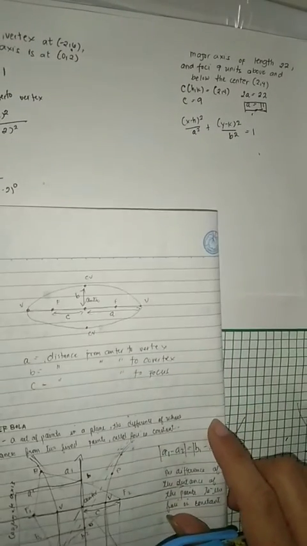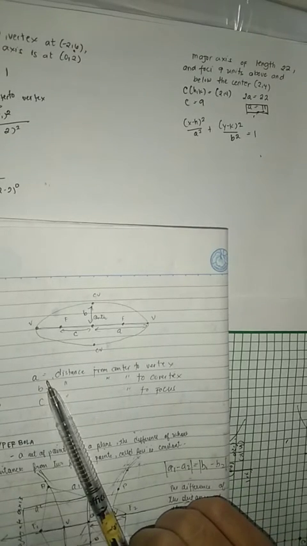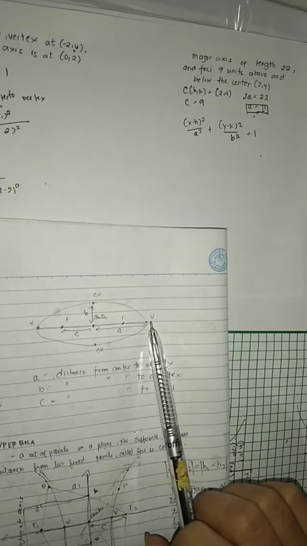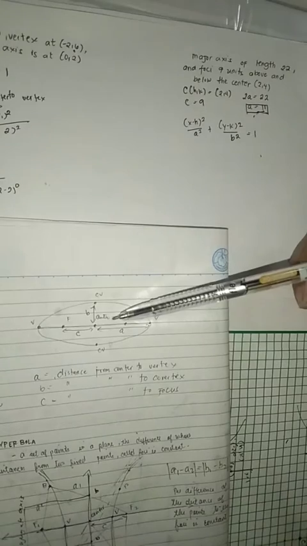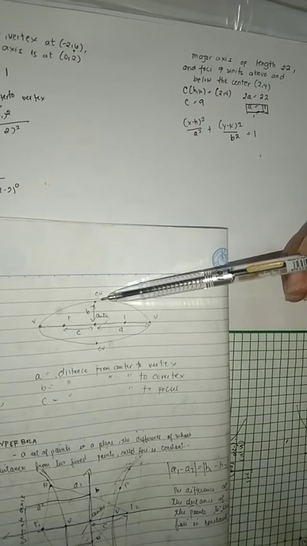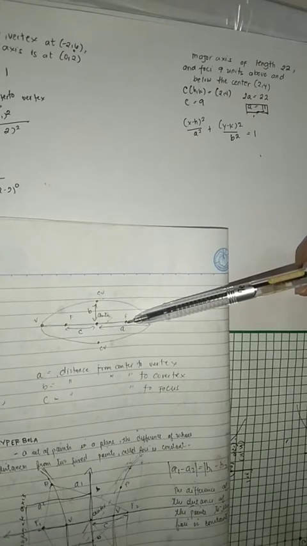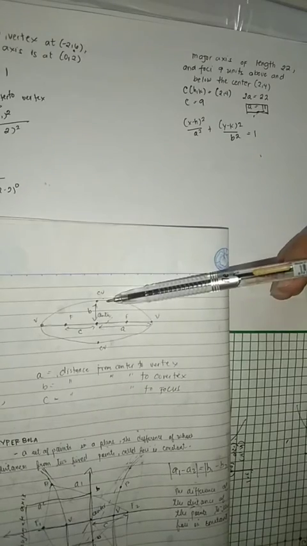Okay, so here it is. It says that A is the distance from center to vertex, B is the distance from center to co-vertex, and C is the distance from the center to focus. So A is longer than B and C.